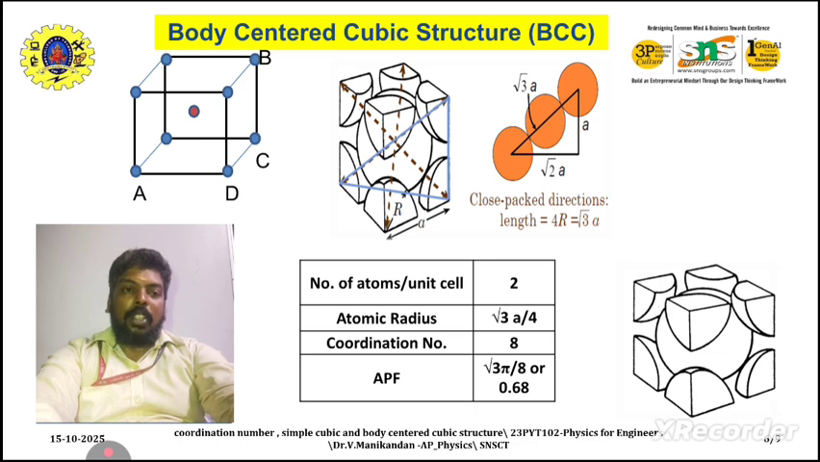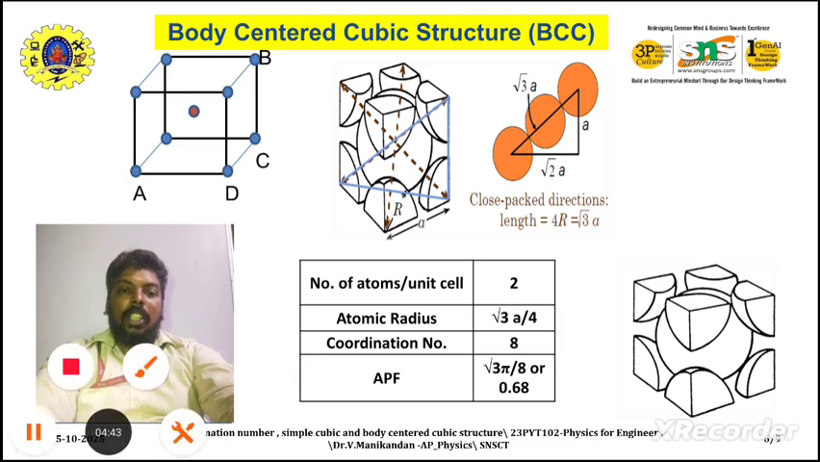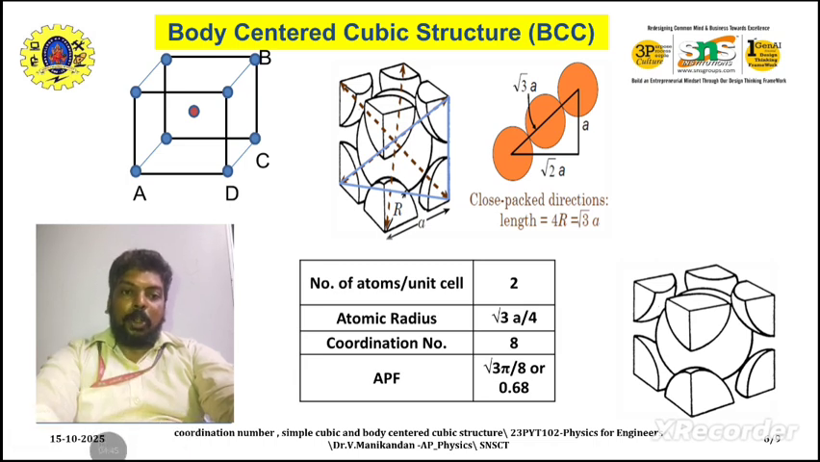This is a cutoff image of the atoms present in the body centered cubic structure. The coordination number is 8, because the center atom is connected to all the corner atoms of the unit cell. From the APF calculation, 68% of the body centered cubic structure is occupied by atoms, and the remaining portion is empty space. So if we compare, BCC has a greater packing density than simple cubic.